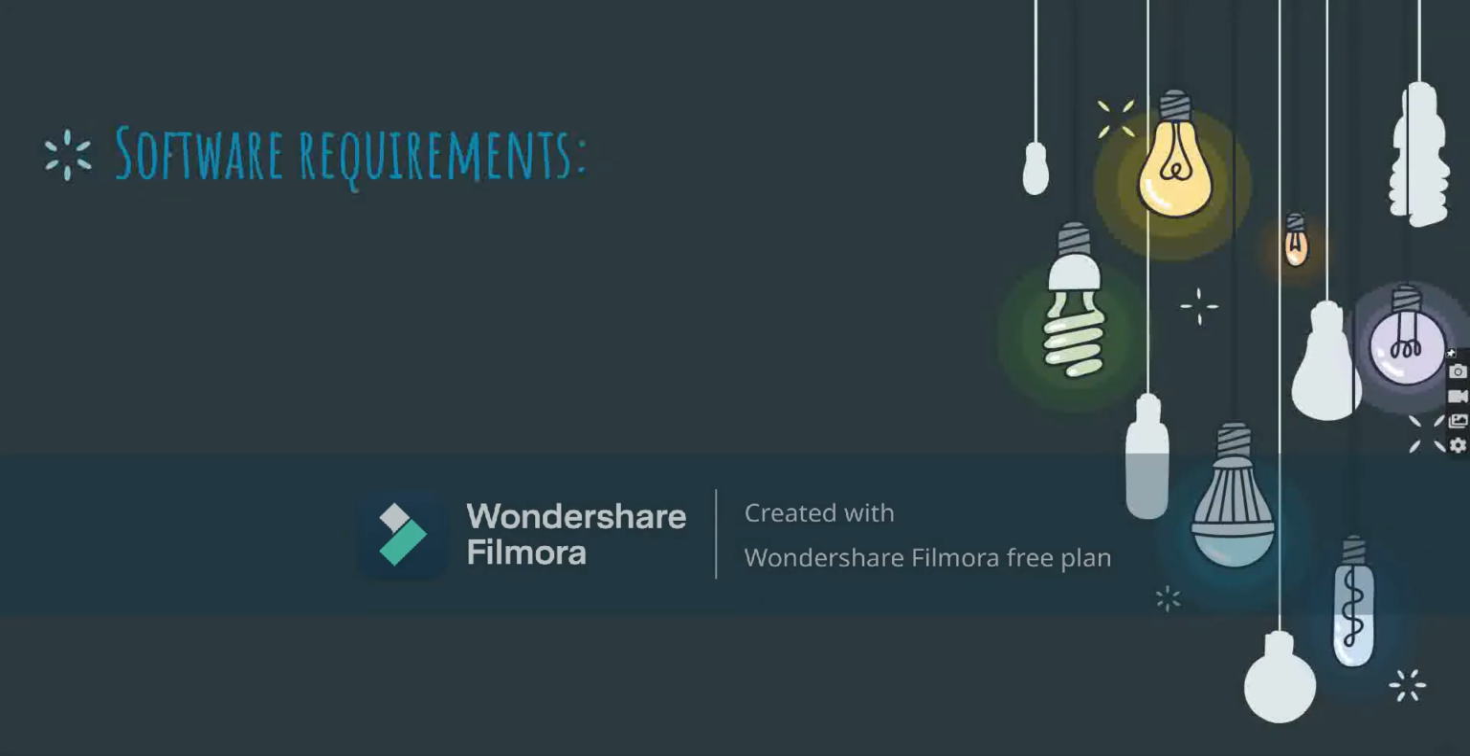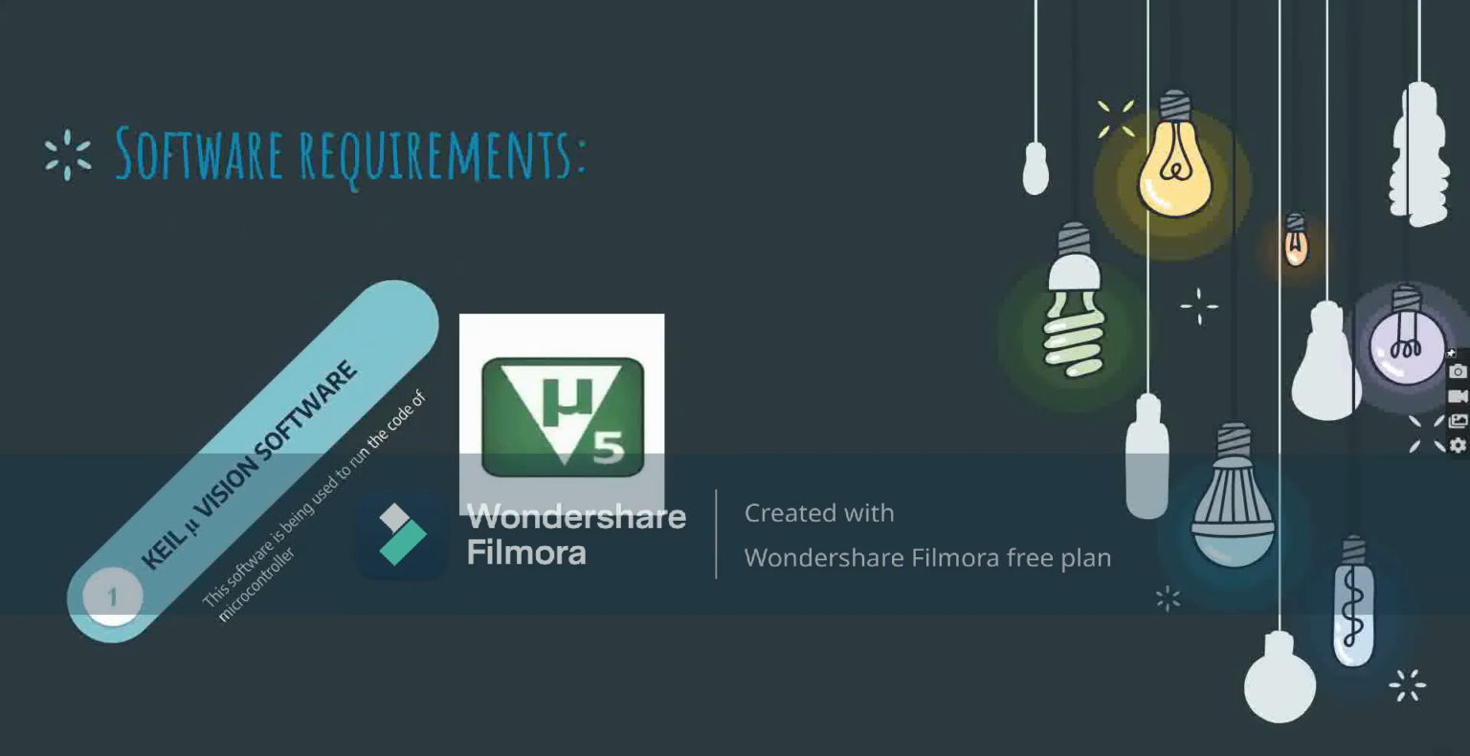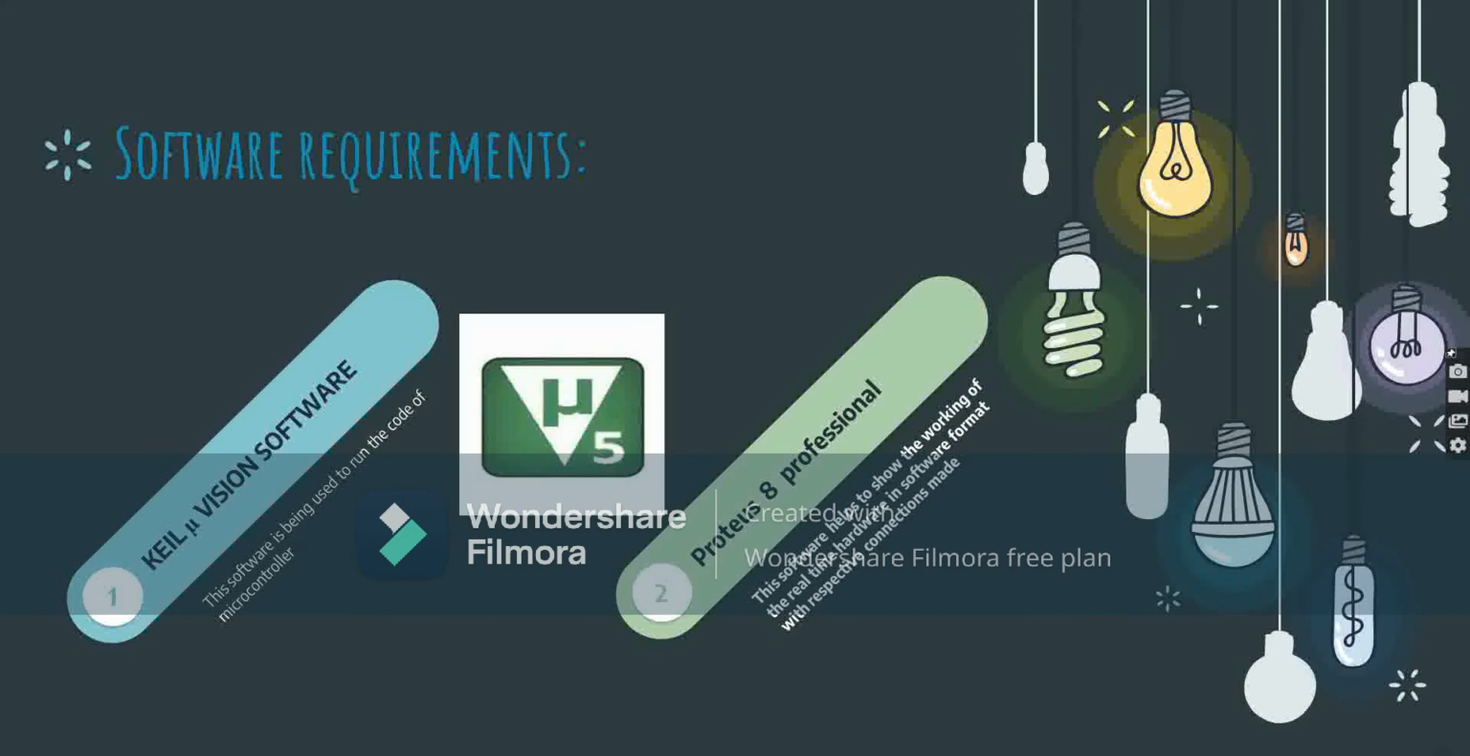Now coming to the software requirements. First we use the Keil uVision software, where we type the code. The code can be stored in two forms, either as an ASM or assembly file, or a C program file. The file is run and debugged to check for any errors, and then we proceed. The icon is being displayed. And then the main thing is Proteus 8 Professional. This software helps us know the real-time working of the hardware in software format with the respective connections made. So this is the Proteus.